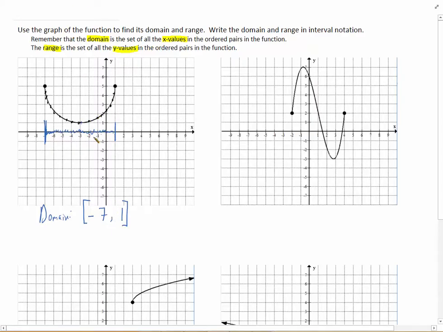For the range, the minimum y value that I see is 1, and the maximum y value is 5. It appears to be connected between, so I get all of the values between 1 and 5. So the range of this function is [1, 5]. In general, when writing the domain, we think from left to right, and for the range, we think from bottom to top.